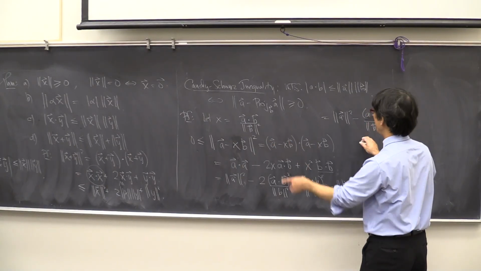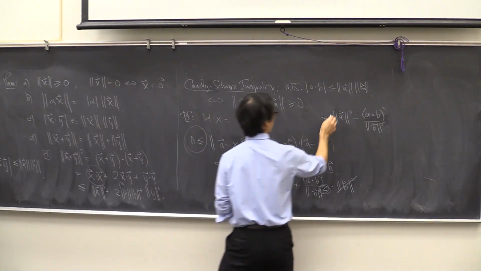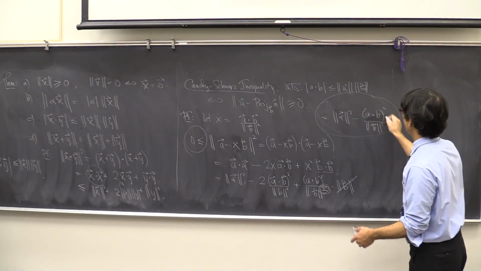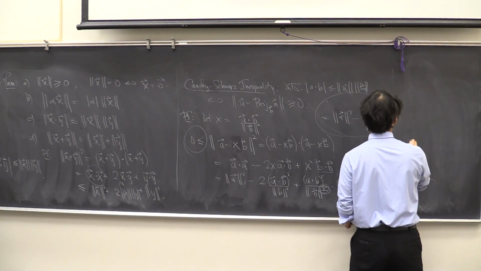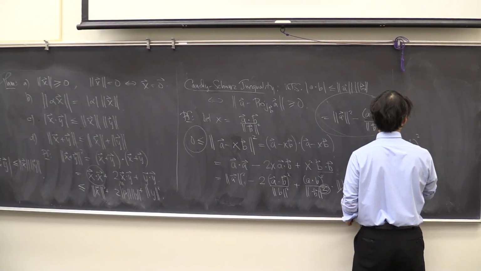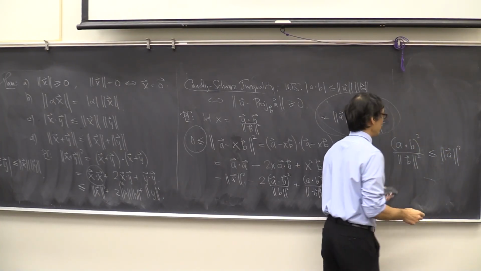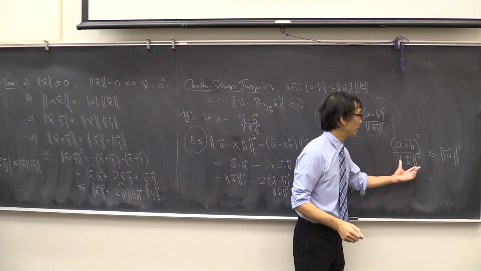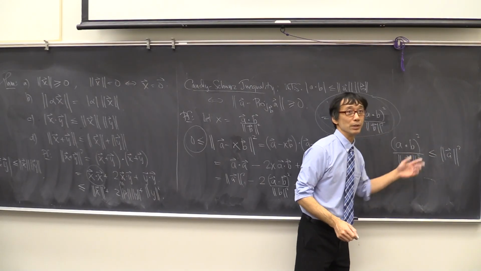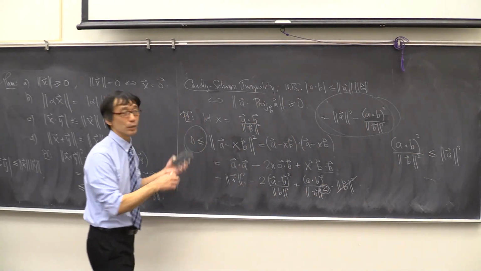So we end up with 0 is less than or equal to this. In other words, a dot b squared over magnitude of b squared is less than or equal to magnitude of a squared. Multiplying both sides through by magnitude of b squared gives us the square of the Cauchy-Schwarz inequality, which gives us the Cauchy-Schwarz inequality.